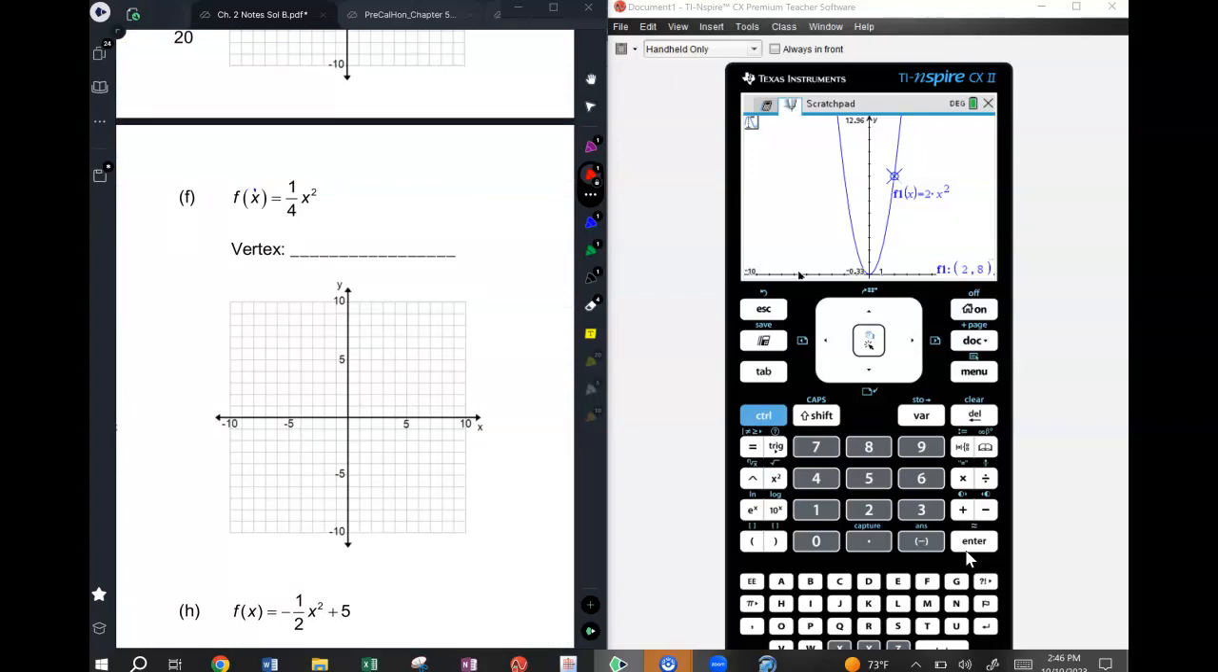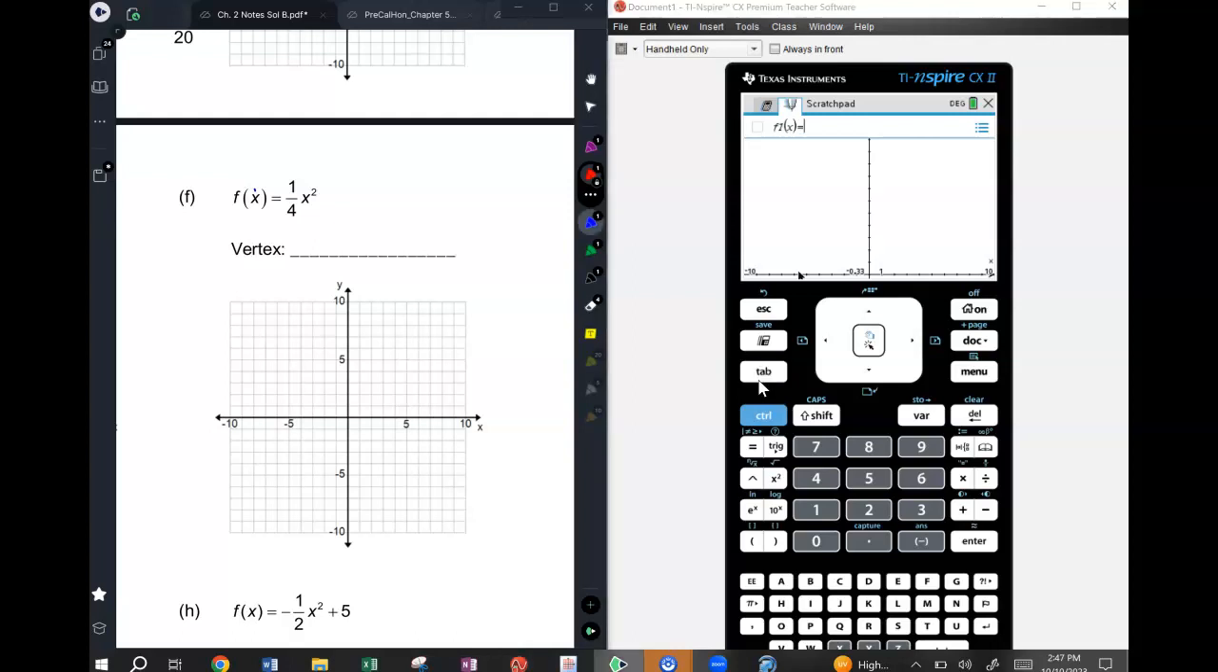Sure. Okay, here's another one. Go ahead and graph. Okay, so let's go ahead and graph this one. Tab, up, delete, control delete. Okay, tab. Okay, go ahead. We have to think about how to do this one.